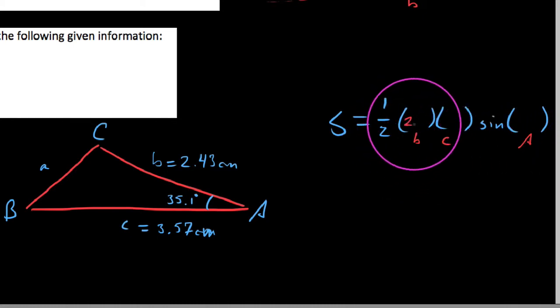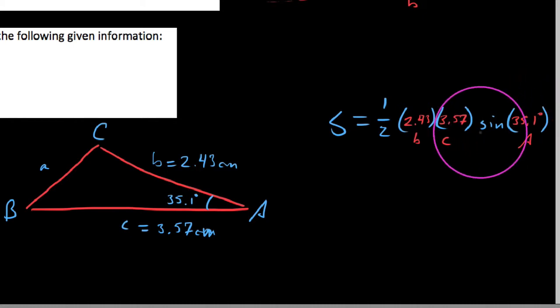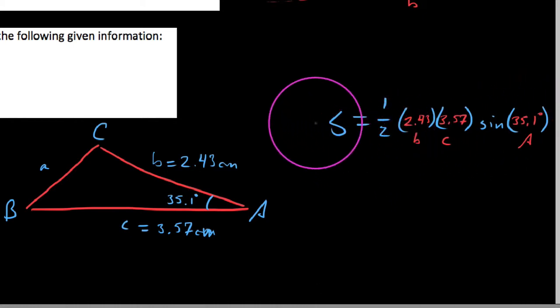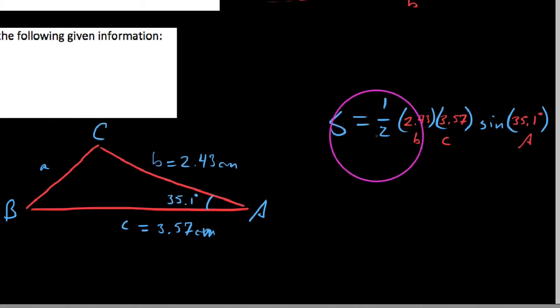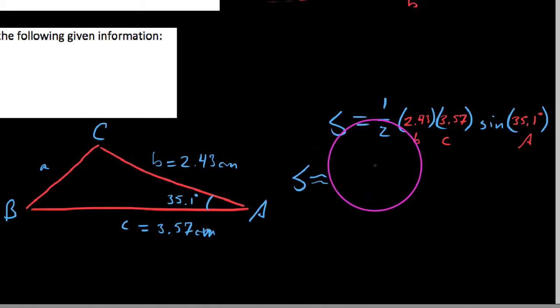So here we have this. We say 2.43, and then we have 3.57 here, and this is the sine of 35.1, and this is in degrees. You need to make sure your calculator is in degrees. Now, if you were to leave it this way, this would be the exact value of it with the given amounts that we have here. But we actually do want to multiply this out and get a value for S, or area, which is going to be an approximate value because we're going to round.